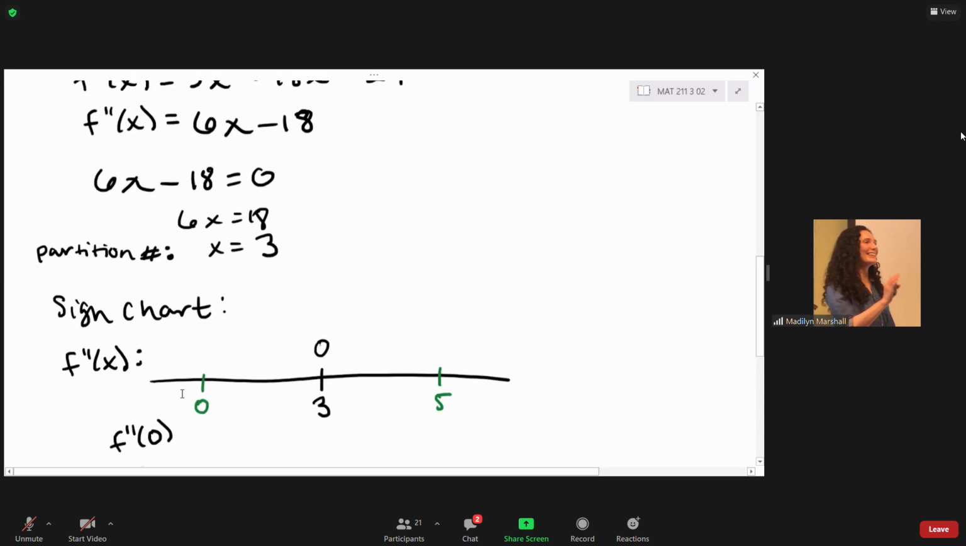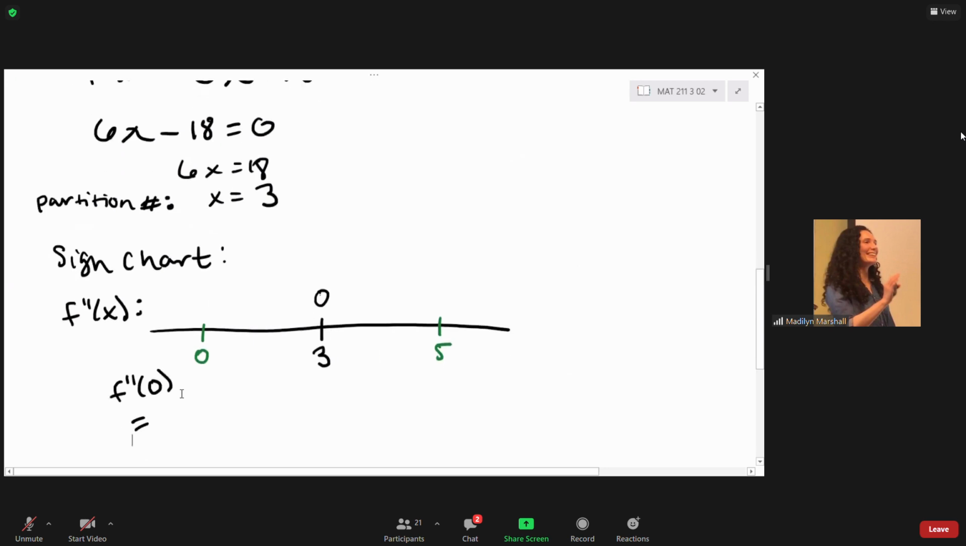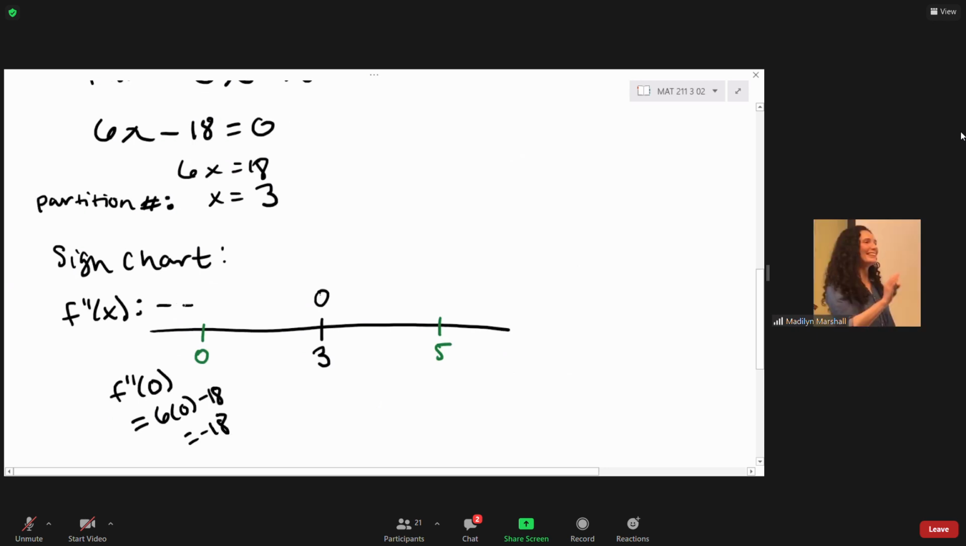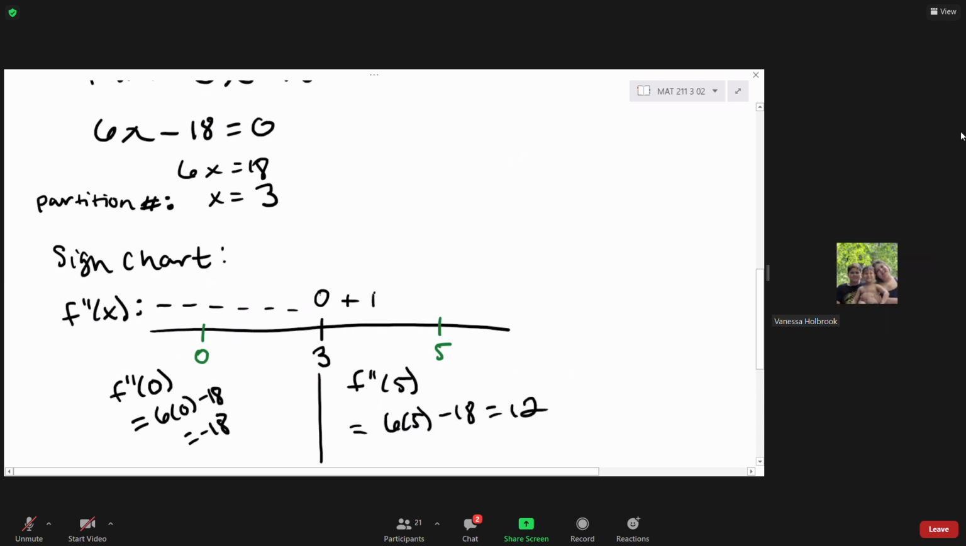F double prime was 6x minus 18. At 0, that's negative 18. So we have a negative second derivative. And on the other side, f double prime of 5 is 12. Yes, so we have a positive.